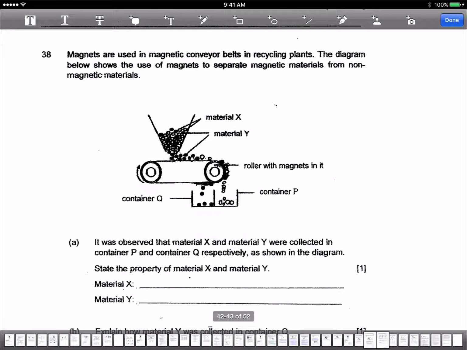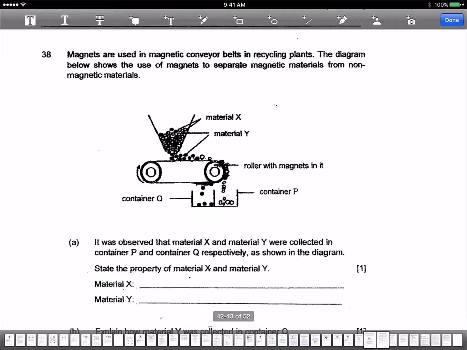Okay, so we have a machine here. Now this thing has got magnets inside. So it separates the material, the pellets, into two containers. How does it do that? With magnets. So the clue here is magnets. Now I can't tell which one they're pointing to, X and Y. So obviously the one at container Q must be magnetic material. You understand? And the one over here must be non-magnetic material.